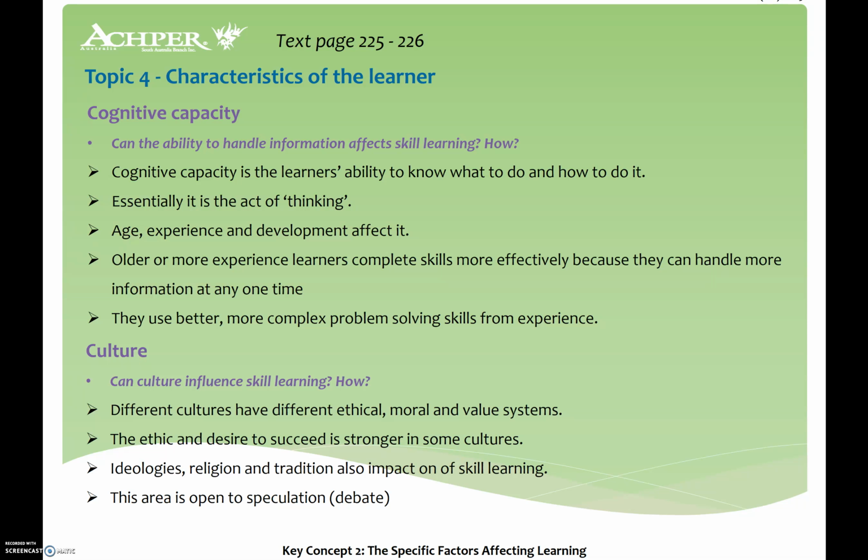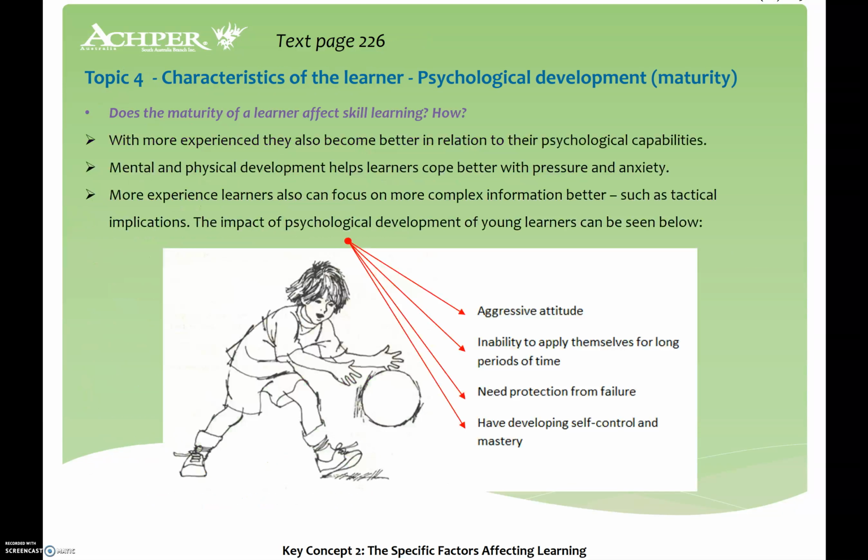I mentioned culture before. The ideologies and religion have a huge impact on whether people can learn skills or not. The maturity level of the learner, how does that affect skill learning? With more experience, you can also become better in relation to physical. You understand your physiological capabilities. More experienced learners can also focus on more complex information better.